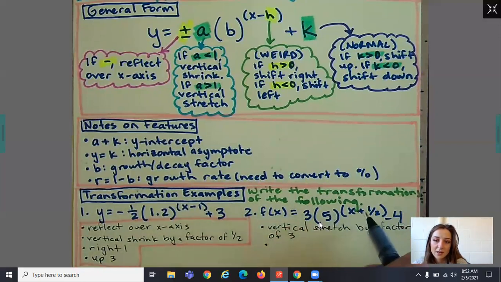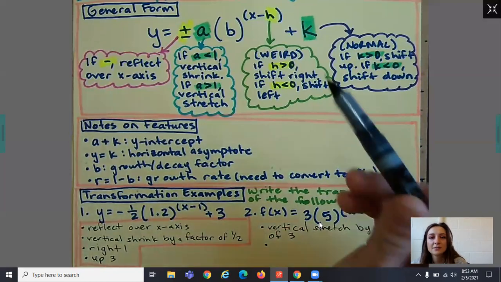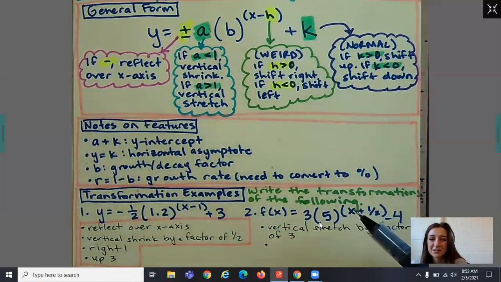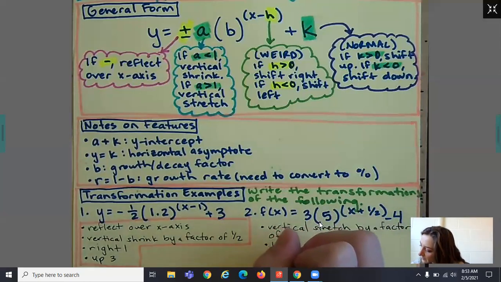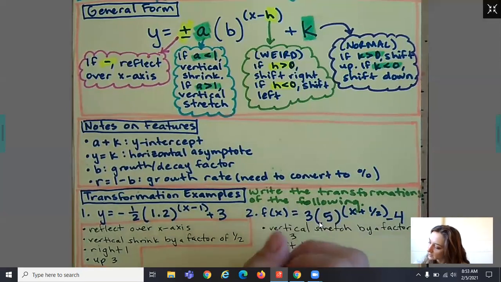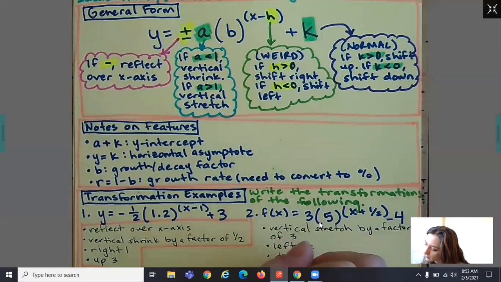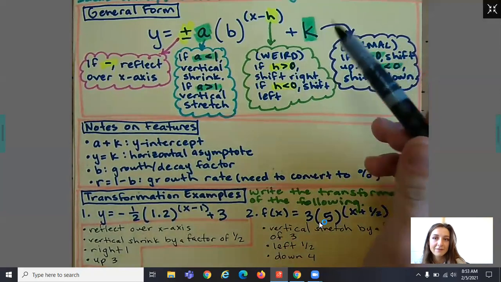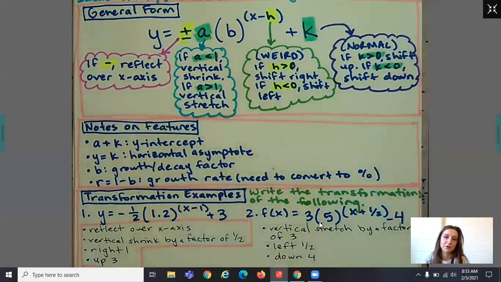Okay, then we're going to look, the 5, remember that is part of the parent function, so we're actually not going to work with that. But we're going to look with this x plus 1/2. Since it is plus, that means that this is really x minus negative 1/2, so that's why it's shifting left. But you can also just think that this is the opposite, so positive usually means right, but now it means left. So this is going to be left 1/2. And then we have this minus 4 on the end, that's just going to go down 4, because that's our k value, and k being less than 0 means we're going to shift down.